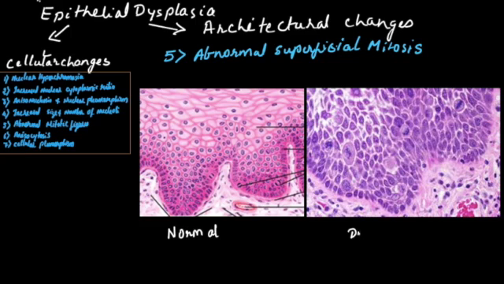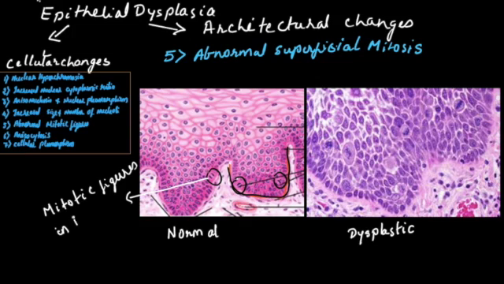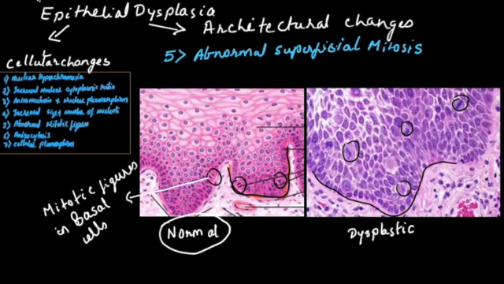This is normal epithelium and this is dysplastic epithelium. Here is the basement membrane of the normal epithelium with circled cells as mitotic figures seen in the basal cell zone, which is considered normal. Whereas here you can see the mitotic figures are all in the acanthotic layer in the dysplastic epithelium, and that is abnormal superficial mitosis.